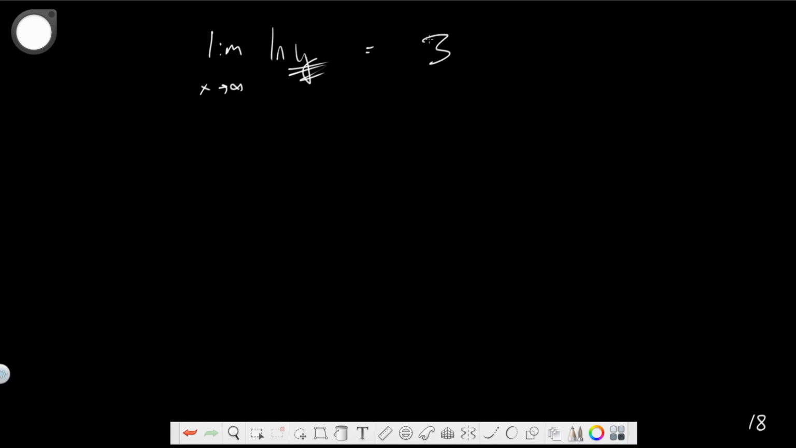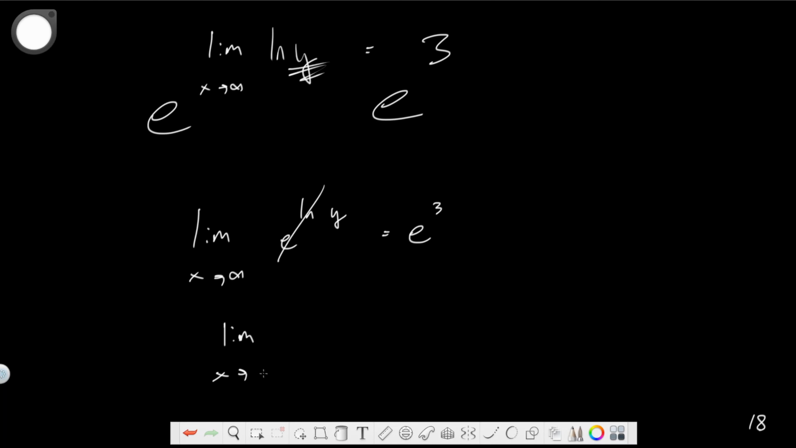We have to do one final step, and that is the best step in the world. It is to e it up. All right, if we e this up, we get e to the 3. And then that e gets pulled inside the limit. We have e to the ln y. Those things disappear together. And we have the limit of the original problem is e to the 3.